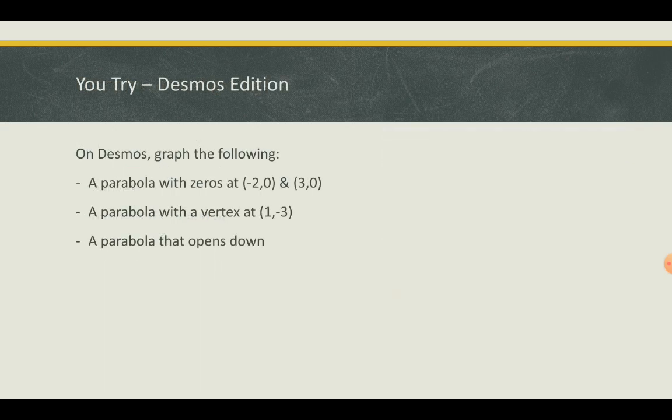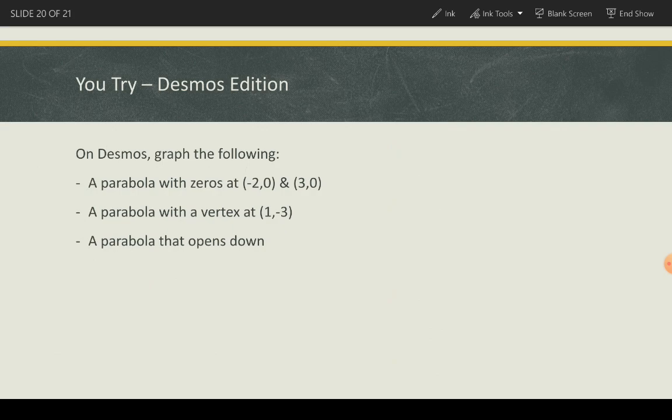All right. I want you to try this out as well. So on Desmos, I want you to graph a parabola that has zeros at -2, 0, and 3, 0. So you can just plot those points and see what comes up. Actually, just make them have all 3 elements at once. So go ahead and graph on your Desmos a parabola that has zeros at -2, 0, 3, 0, has a vertex of 1, -3, and a parabola that opens down. See if you can figure that out.